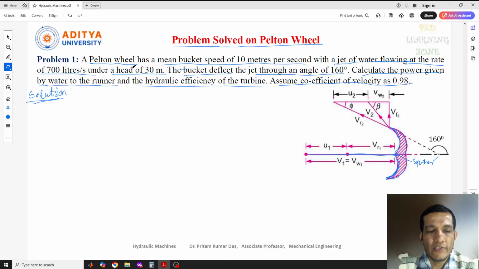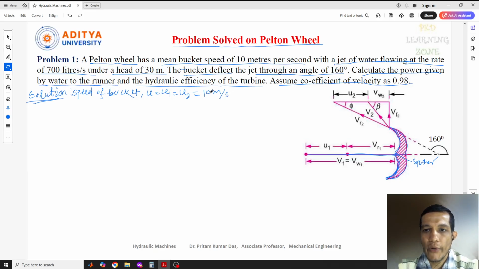In the first line, you can see the Pelton wheel has a mean bucket speed of 10 meter per second. So the first one we can write is the speed of bucket. Speed of bucket is nothing but the speed of the vane or speed of the blade, which is denoted by small u, or you can write U1 and U2 for the inlet and outlet conditions. This is 10 meter per second.